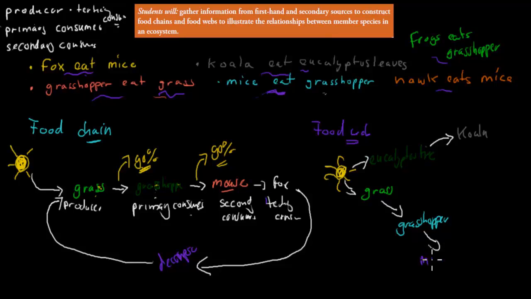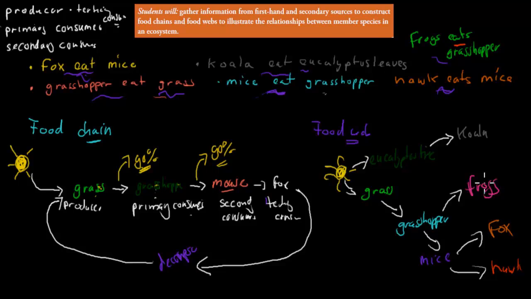And then who eats the mice? The mice are actually being eaten by two things, both the hawk and the fox. So both the hawk and the fox eat the mouse. Is there anything else we missed? Frogs eat the grasshoppers, so the grasshoppers are also eaten by the frogs.